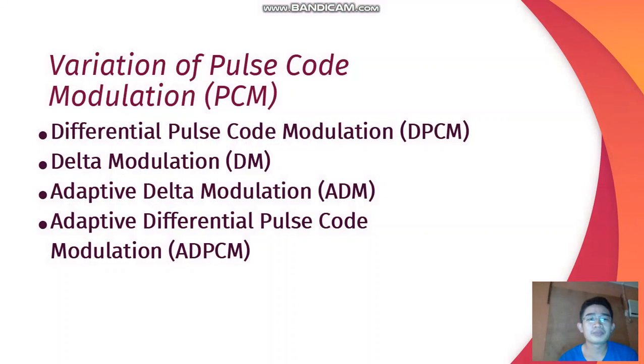Let's start. There are four variations of pulse code modulation: the differential pulse code modulation or DPCM, the delta modulation or DM, the adaptive delta modulation or ADM, and the adaptive differential pulse code modulation or ADPCM. But we will tackle only the differential pulse code modulation.